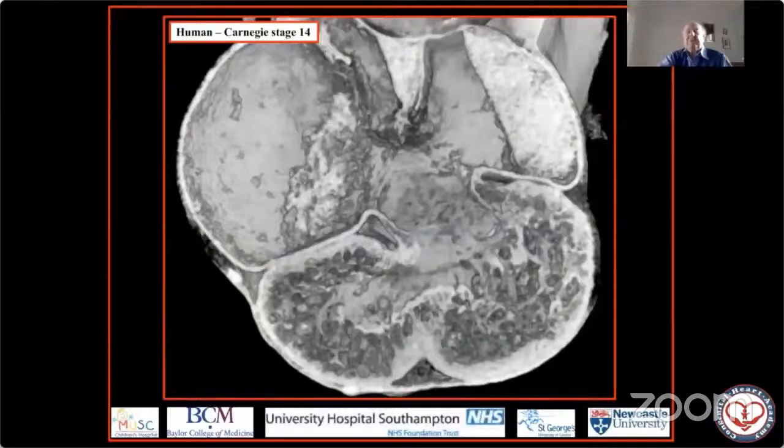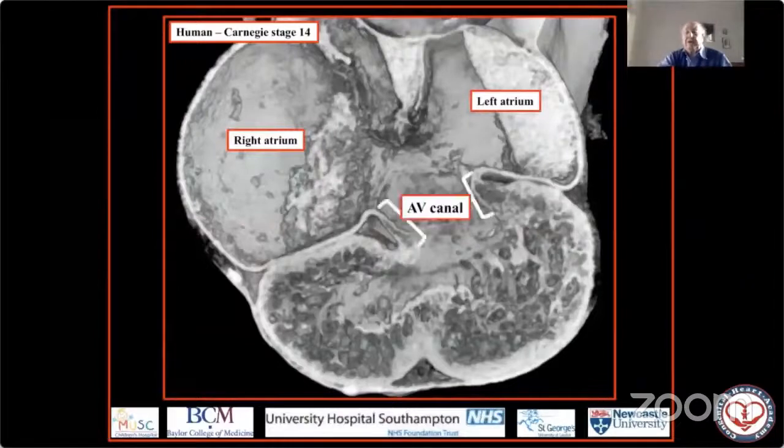I've shown you this picture several times. It's a 4-chamber section across a developing human heart, Carnegie stage 14. The embryo itself at this stage is about 5 weeks old. So there you see the right atrium, left atrium, and without question at this early stage, we can recognize the atrioventricular canal. And it is of interest that at this early stage, the atrioventricular canal is supported exclusively by the developing left ventricle. But there is also a developing right ventricle.